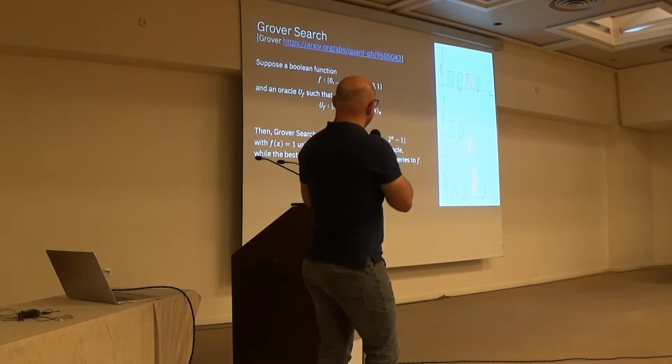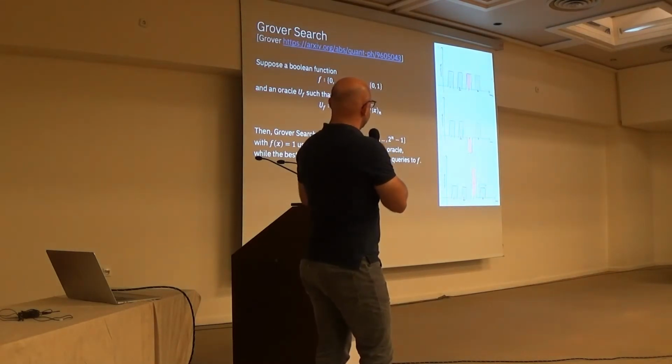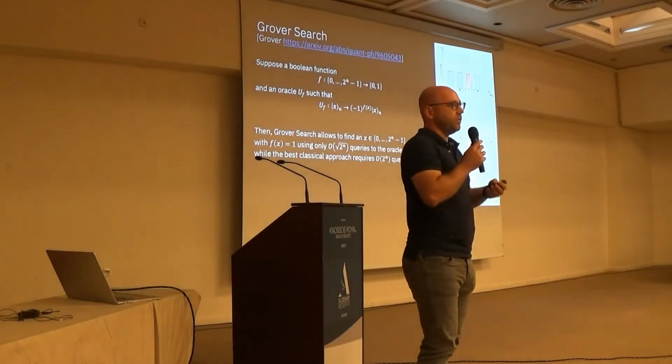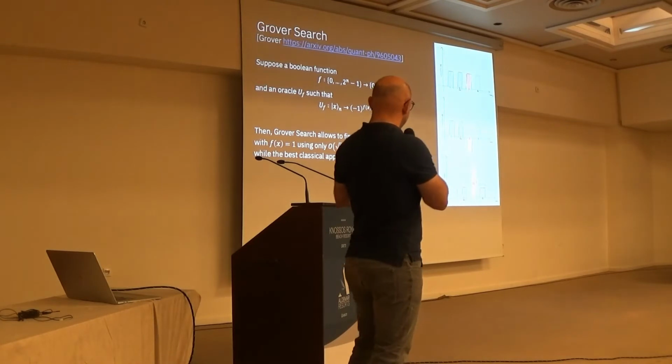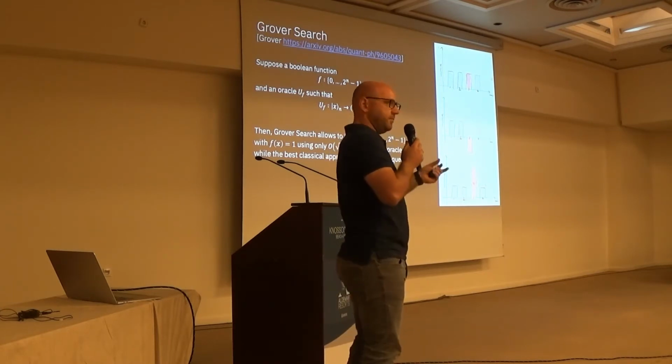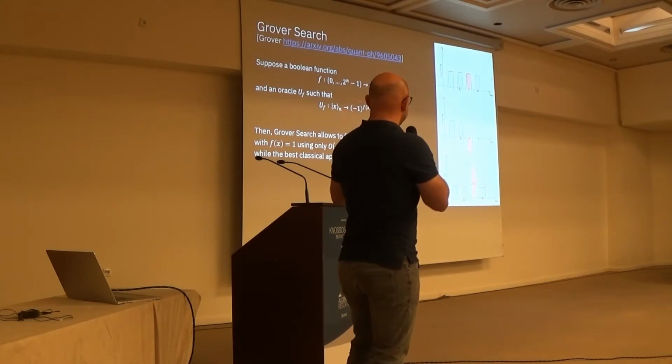So we assume we have some function which goes from a bit string, or from the integers from 0 to 2^n minus 1, to a binary value. And then we have an oracle. We heard about these quantum oracles before, that maps the quantum basis state to this one. So if this function is 1, it multiplies by minus 1. If it's 0, it does nothing.